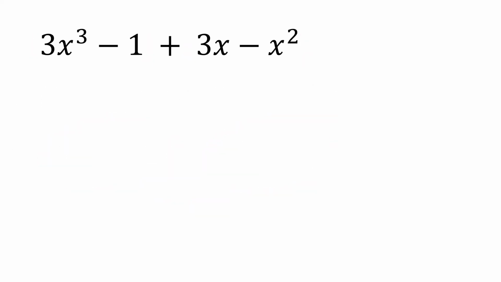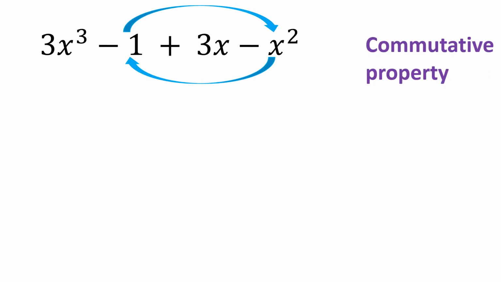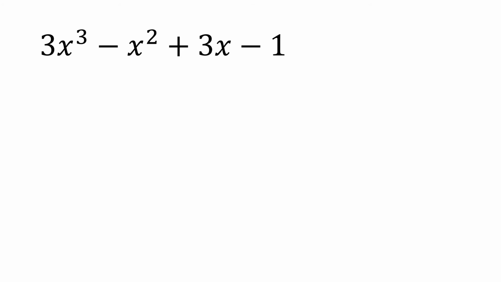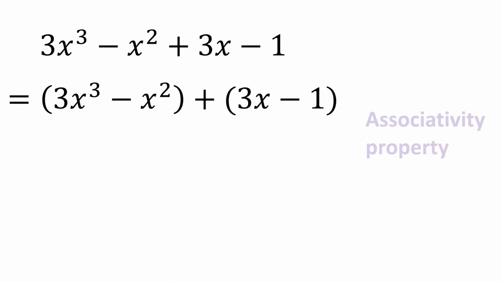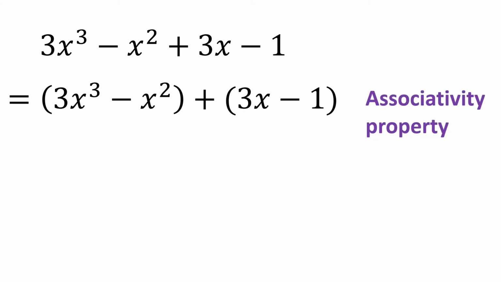So instead of grouping them right away, let's try to swap the second and fourth term. So we have 3x cubed minus x squared plus 3x minus 1. Take note that we can do this because of the commutative property. Now let's group them and write 3x cubed minus x squared plus 3x minus 1.